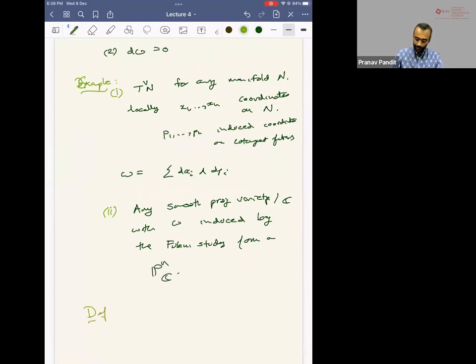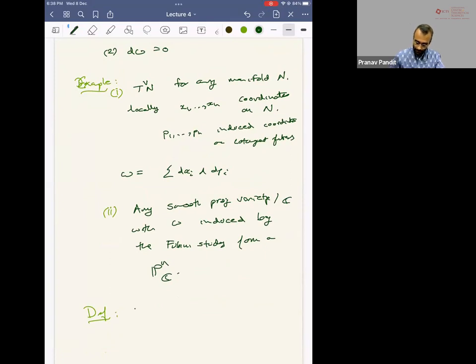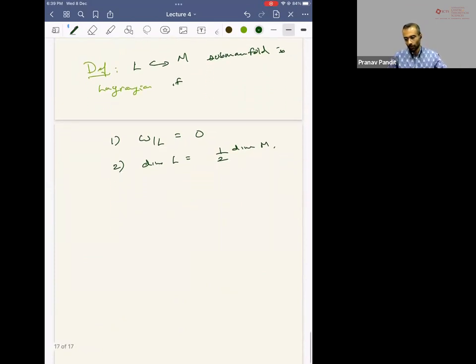And if you have a symplectic manifold, you can make this definition: you say that L, contained in M, a submanifold, is Lagrangian if omega restricted to L is 0 and the dimension of L is half the dimension of M. Okay. So these Lagrangian submanifolds play a very important role in the study of symplectic manifolds.